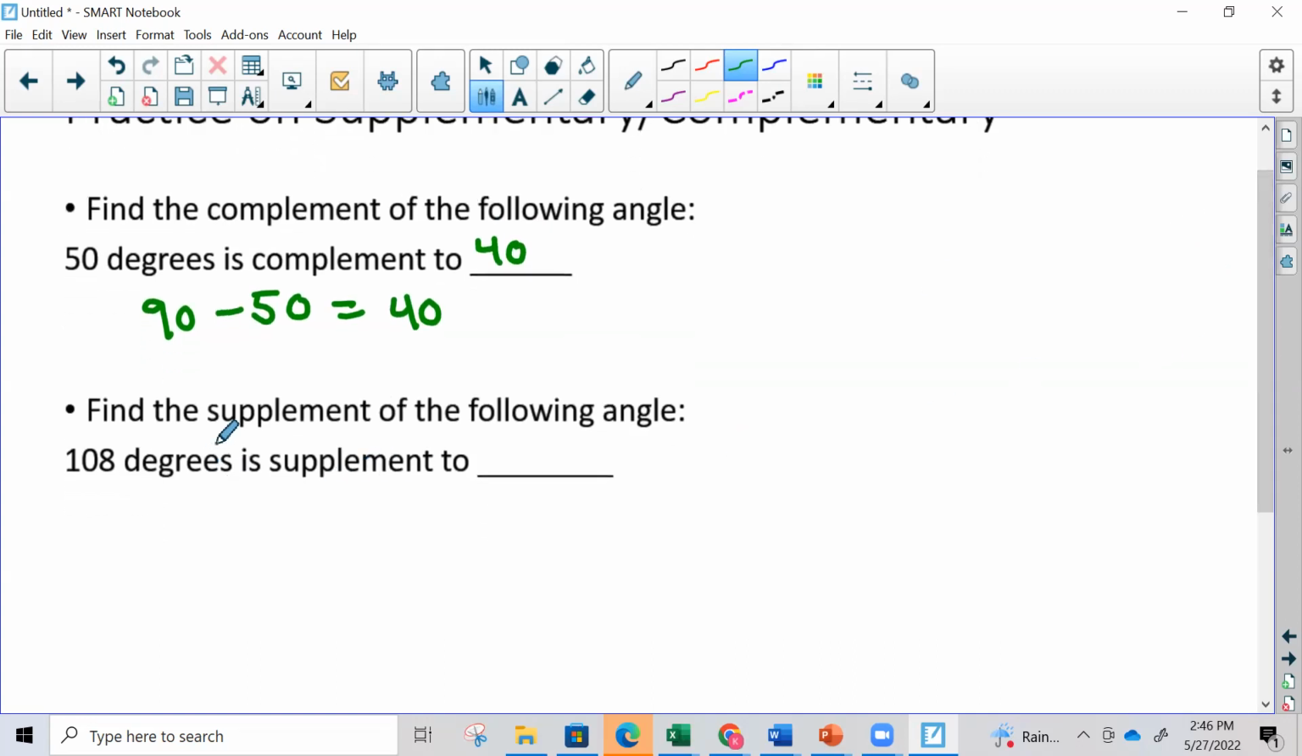If we're talking about find the supplement of the following angle, okay, supplementary angles are angles that add up to 180 degrees. So we have 108, we need to figure out what is left over to make 180. And so we would do 180 minus 108. And that gives us 72. And so the supplement would be 72. Okay, so just remember, complement is always 90 degrees and supplementary is always 180.